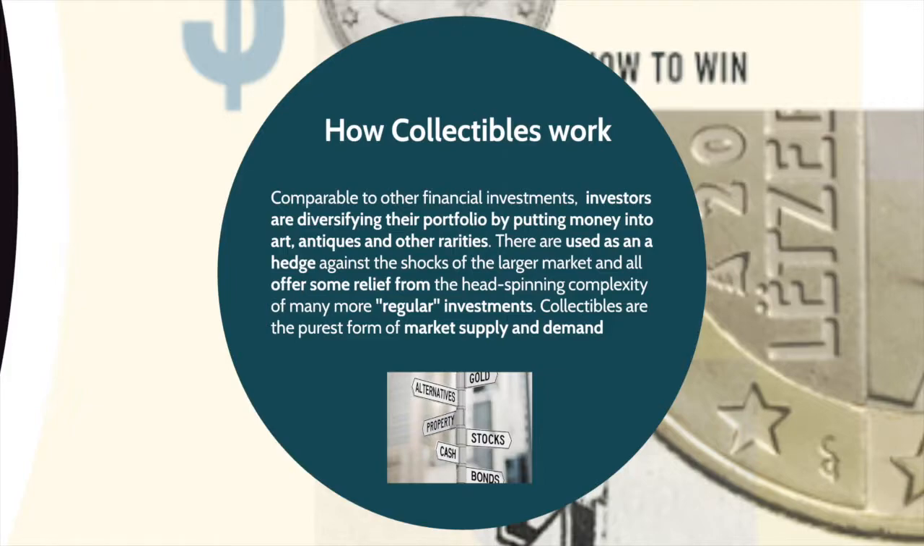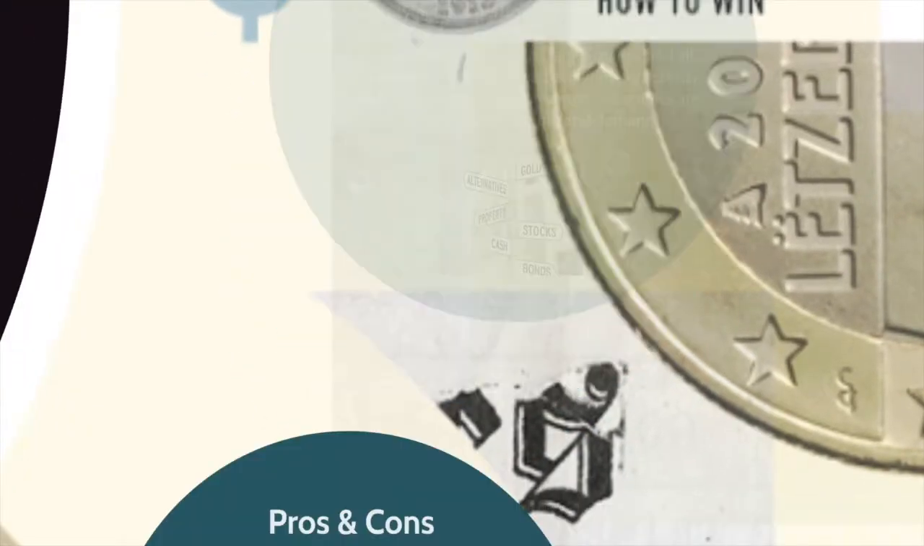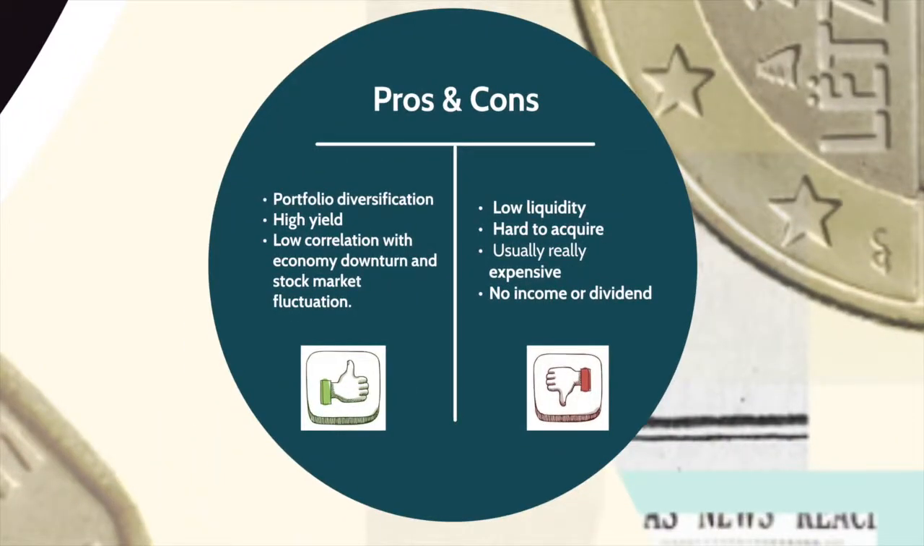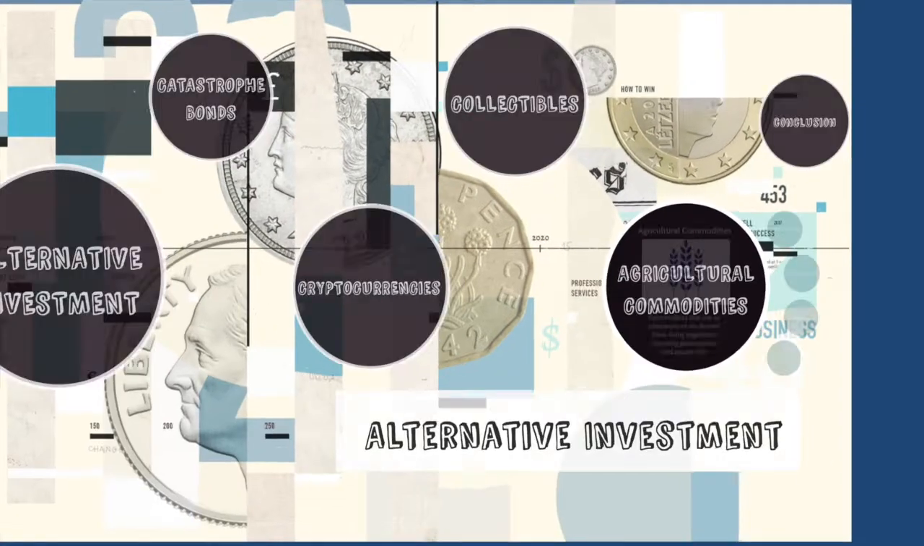Today, many investors are devoting a corner of their portfolio to collectibles. For these buyers, such items aren't just an edge against the shocks of the larger market, the reason being that collectibles are the purest form of market supply and demand. Collectibles are not affected by the usual market cycle. They are usually long-term investments that could bring high yields. On the negative side, collectibles are part of a low-liquidity market, and accessing potentially high yield requires high investments. Additionally, there is less information available in comparison to the stock market.